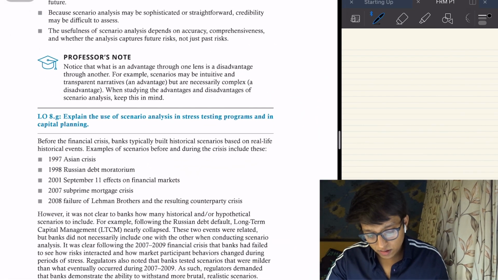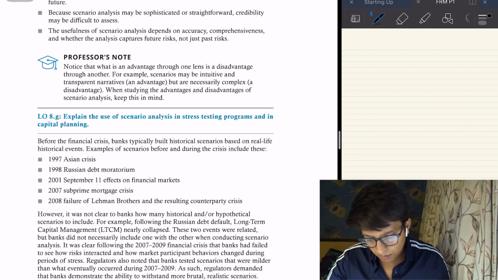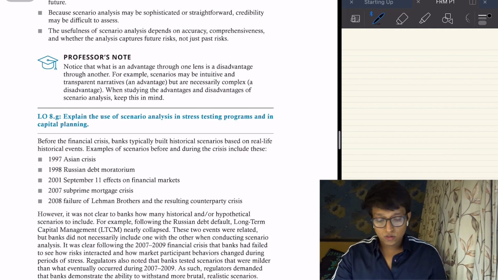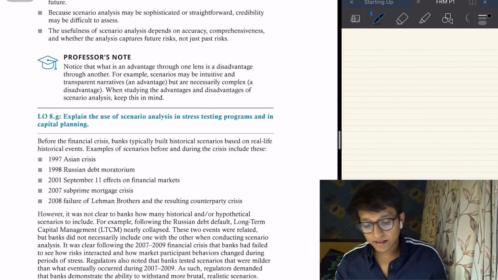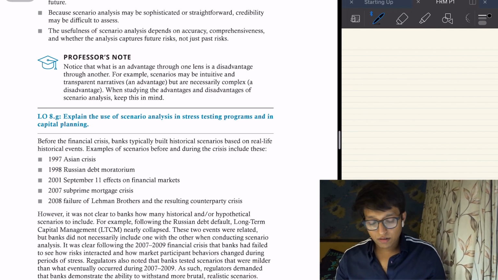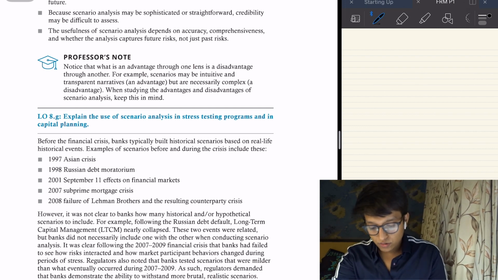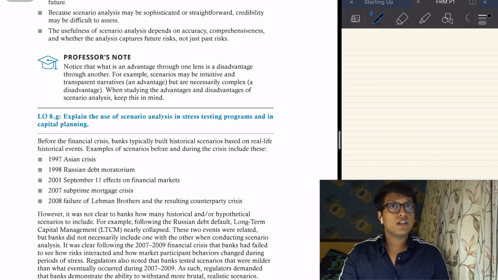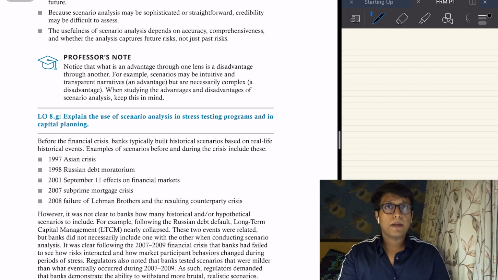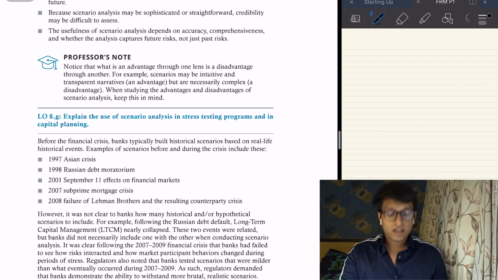Explain the use of scenario analysis and stress testing programs in capital planning. There are a few crises mentioned: the 1997 Asian crisis, the 1998 Russian debt moratorium, the 2009/11 effect on markets, the 2007 subprime mortgage crisis, and the 2008 failure of Lehman. So just read through all of them, like the impacts on the financial markets. Go to Wikipedia, read through. It's very interesting.